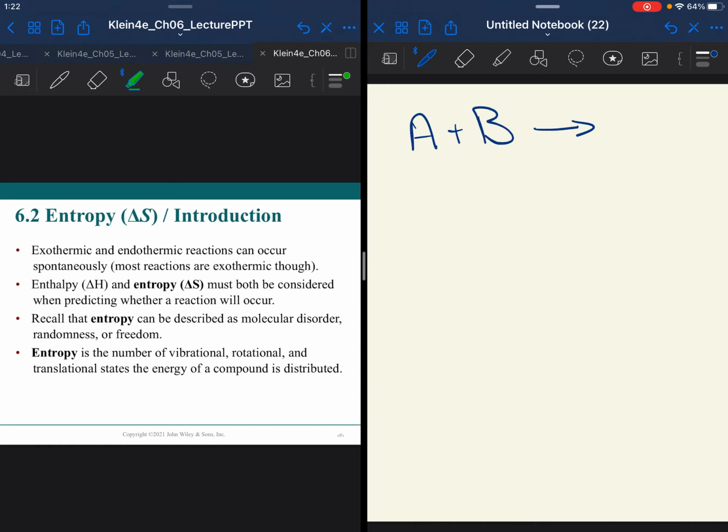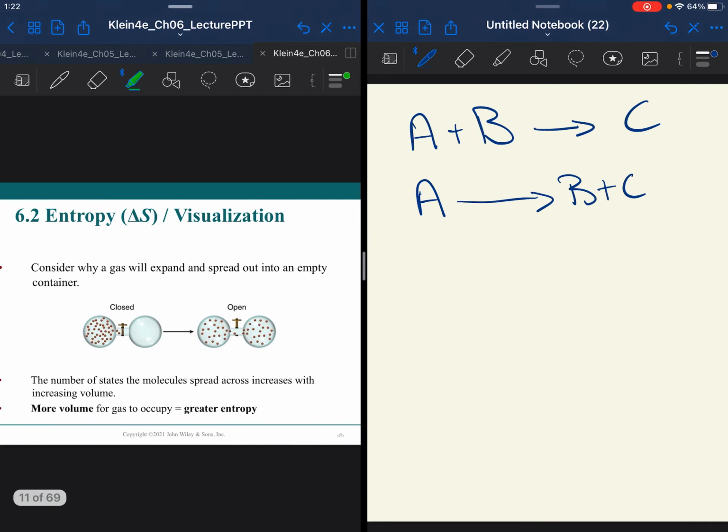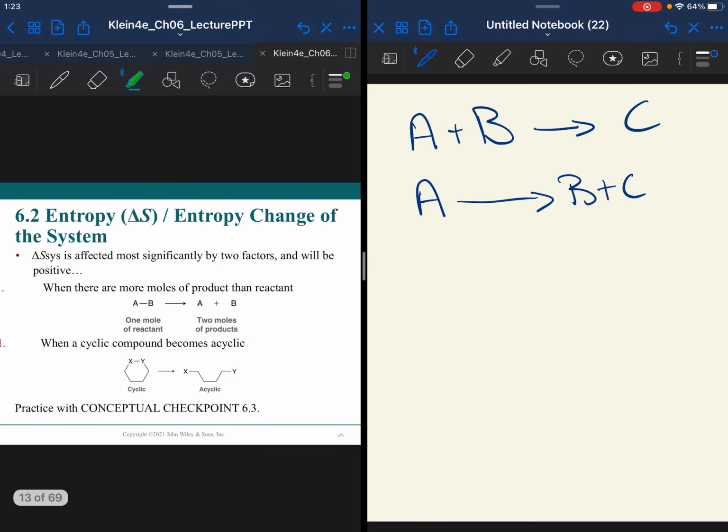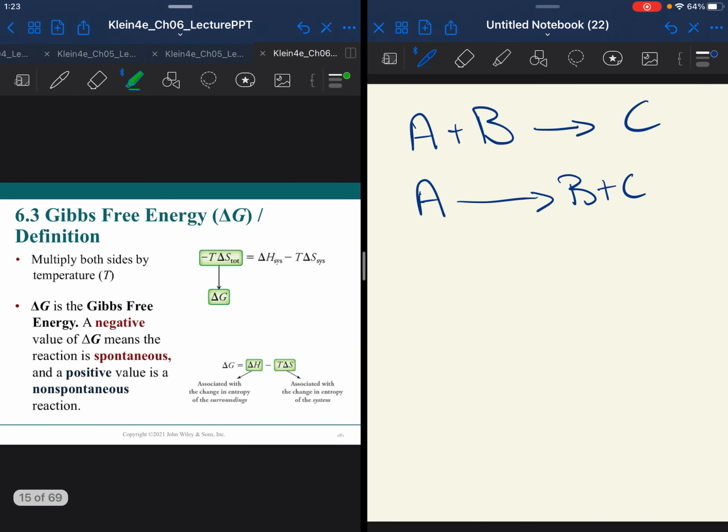So, for instance, if we are doing A plus B yields a single product, entropy is decreasing. We're going from two materials to one. Whereas if we have a decomposition where A goes to B plus C, generally the entropy is increasing there. We are not going to spend much time talking about entropy in this class, and so it is important just as a reference that you know what the word means in case it comes up in discussion, but we aren't going to be calculating it. We're not going to spend a lot of time thinking about entropy or Gibbs free energy.